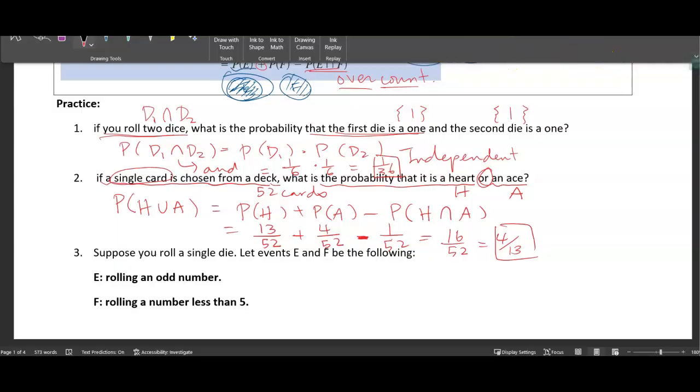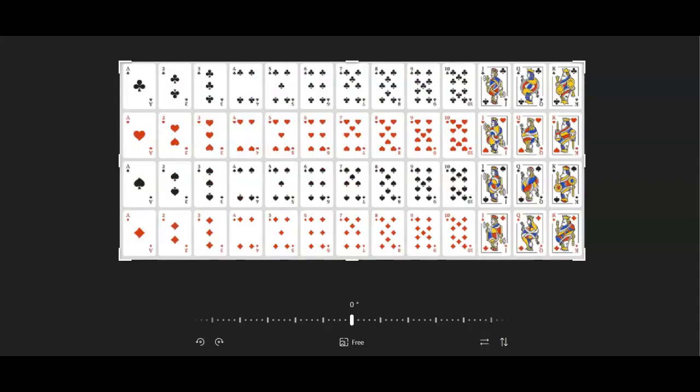That will help. So this is what I have from searching on the internet. Which one is the heart, right? So we counted the 13 hearts here. If you count this, all these are hearts: 1, 2, 3, 4, 5, 6, up to 13. And which one is the ace? And also we counted the 4 aces here.